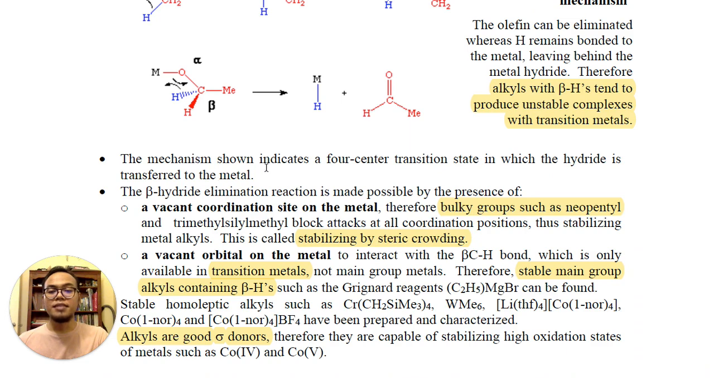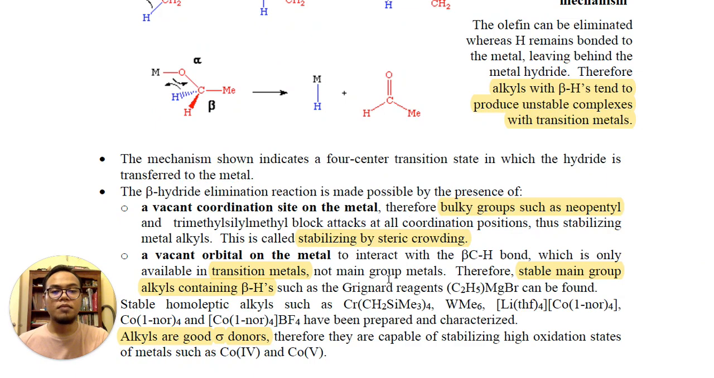The mechanism shown indicates a four-center transition state in which the hydride is transferred to the metal. So there are ways in which beta hydride elimination can take place. The first one is when you have a vacant coordination site on the metal, meaning your metal has different positions to which your ligand can coordinate. So we need to make sure whether there is a vacant coordination site on the metal or not.